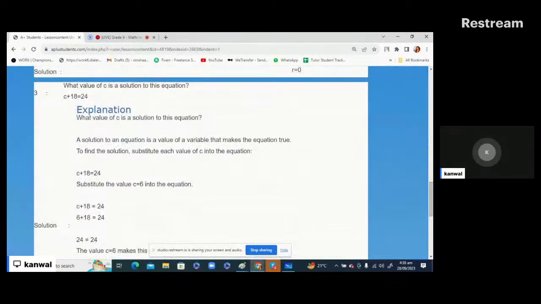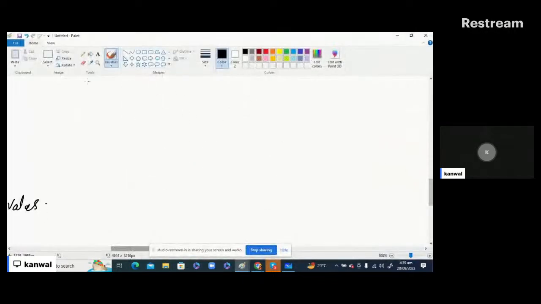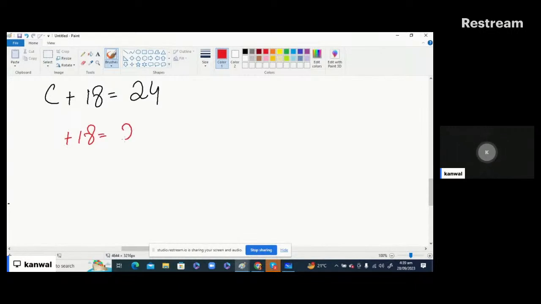Now let's do this one. What value of c is a solution to this equation? C plus 18 equals 24. So here it is plus 18 as it is, and 24 as it is.